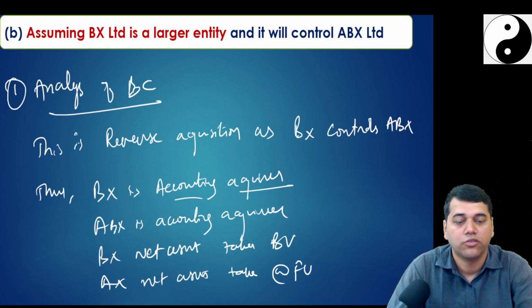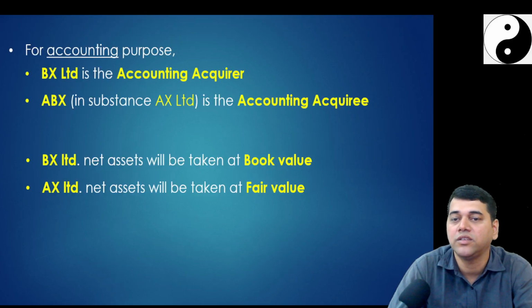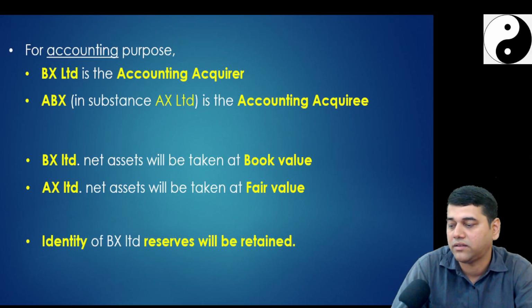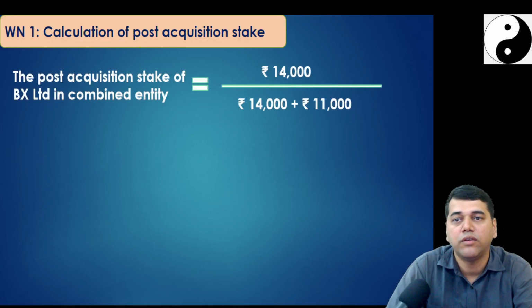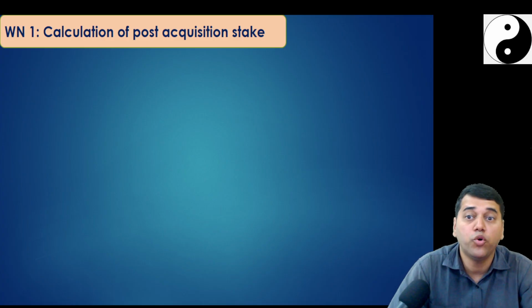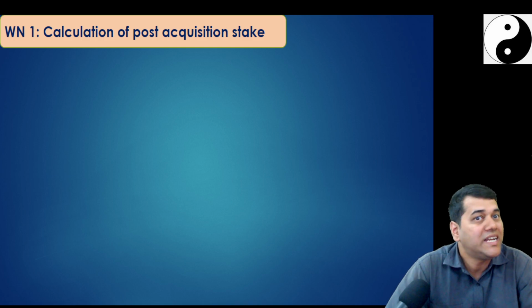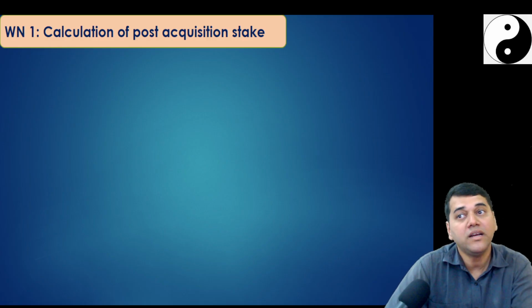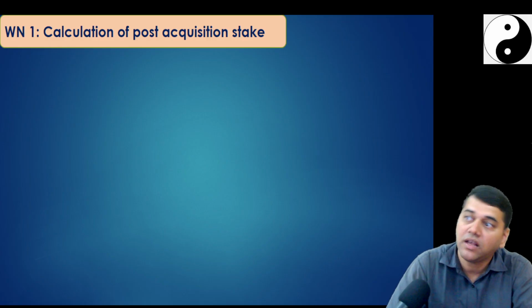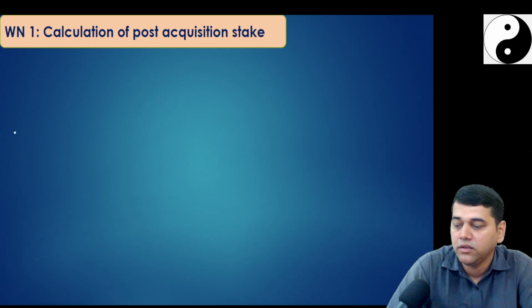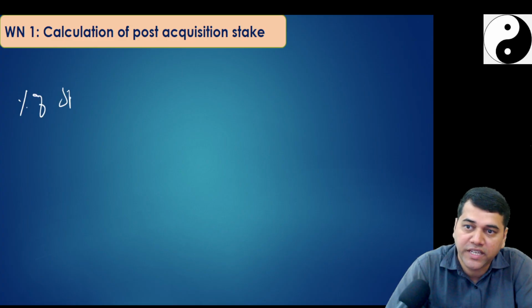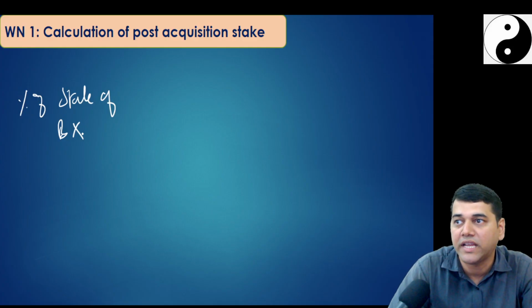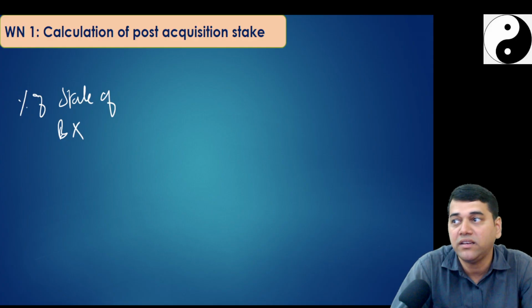Okay? So first we will write the analysis of the acquisition. This is the acquisition analysis. We'll write one working note, working note 1, always the post acquisition stake. See, if this is a reverse acquisition, since they didn't tell you the purchase consideration, the very first thing you need to see is how much BX will maintain in ABX after acquisition. So the percentage of stake of BX, since we already said BX is the accounting acquirer, is how much he will maintain so that he will control.